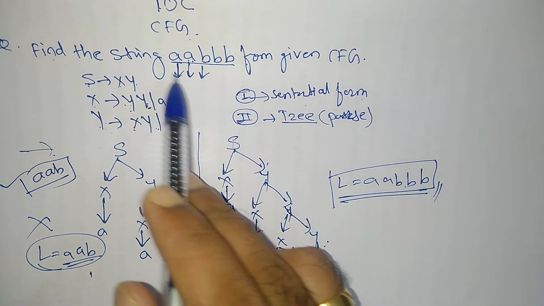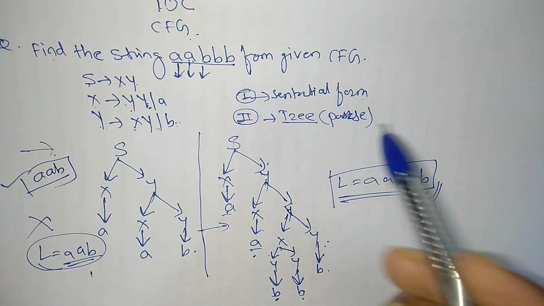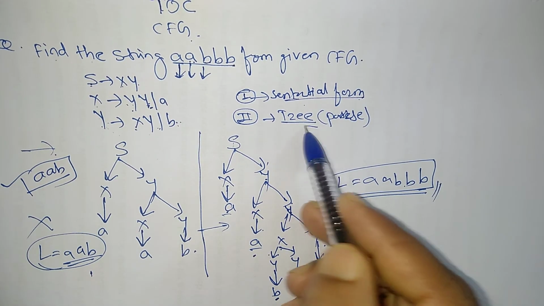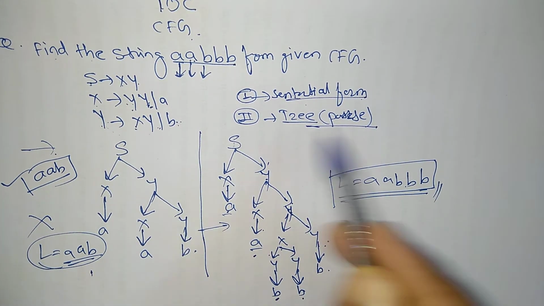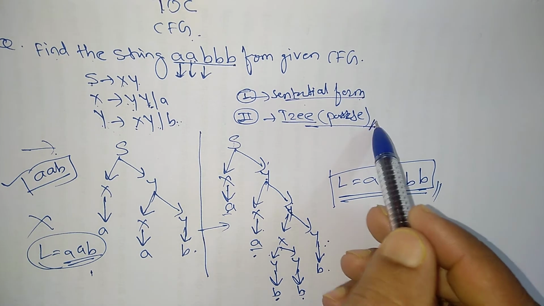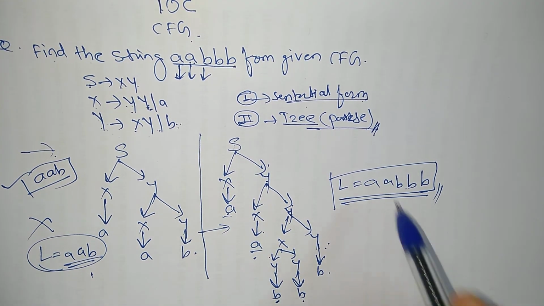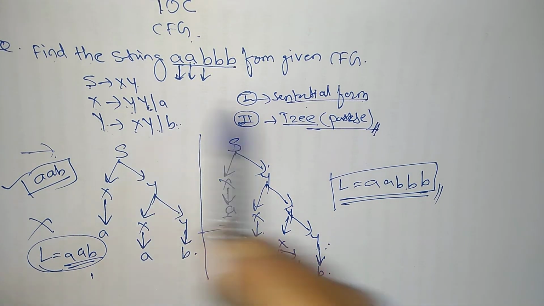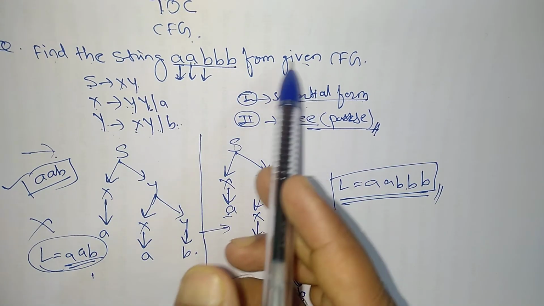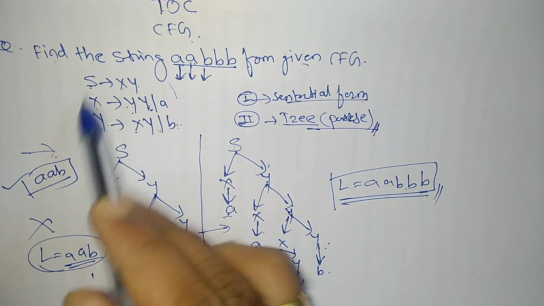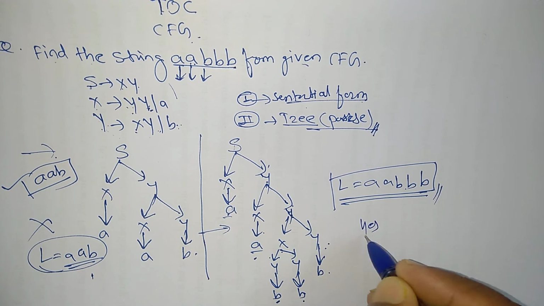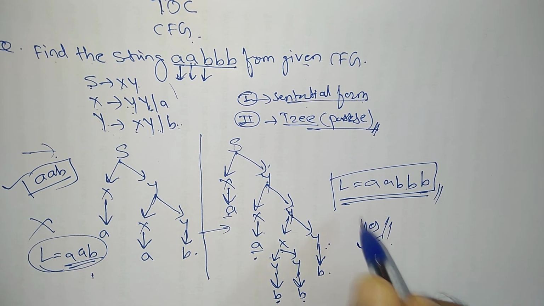So we can derive the language in two different ways, either sentential form or tree form. For this given problem statement, we have used the parse tree format and we have derived successfully. So our answer to the question, can we find double A 3 times B from the given grammar, is yes, we can form the double A 3 times B.